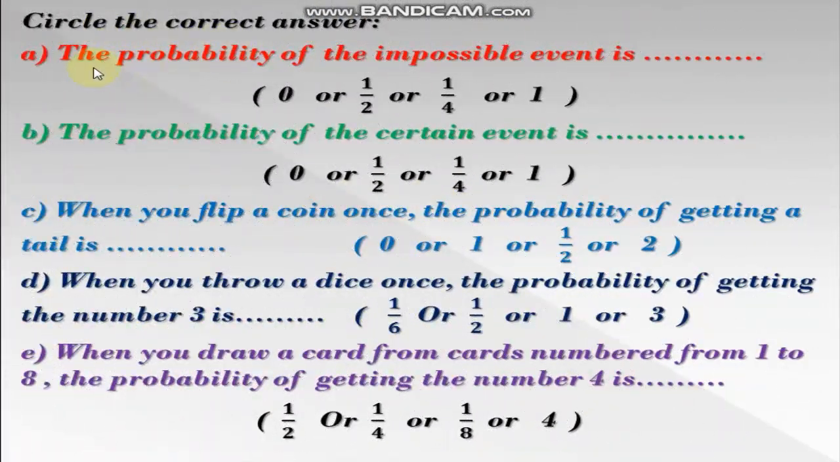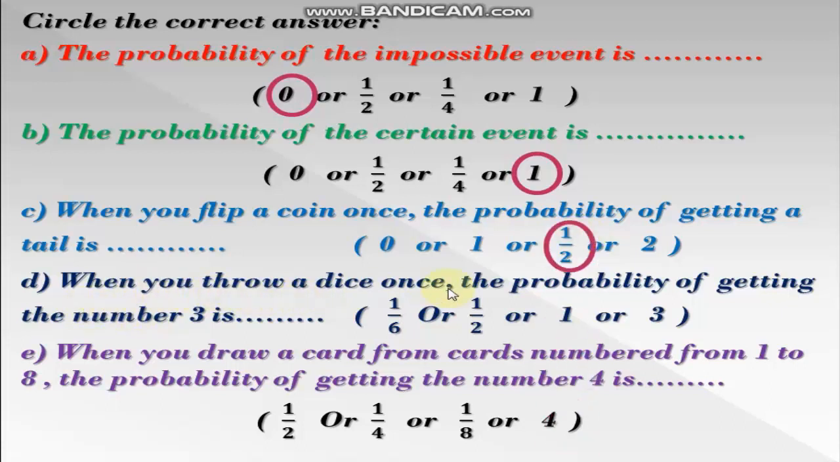Circle the correct answer. Letter A. The probability of the impossible event is, as we said before, 0. The probability of the certain or sure event is 1. When you flip a coin once, the probability of getting a tail is, we know that the coin has two faces, one head and the second face is tail. So to get a tail when we flip the coin once, it's 1 over 2 or half.